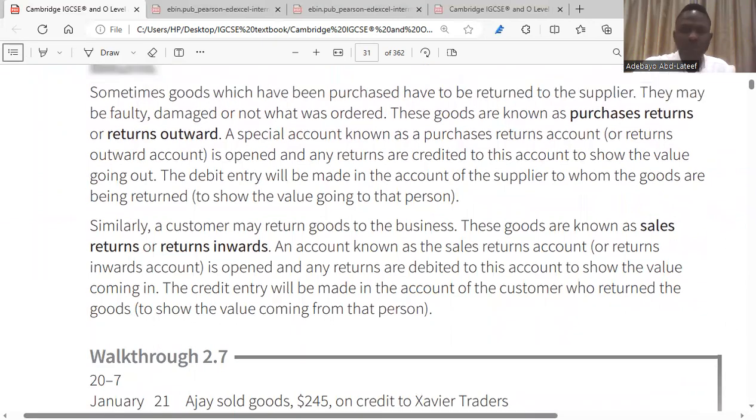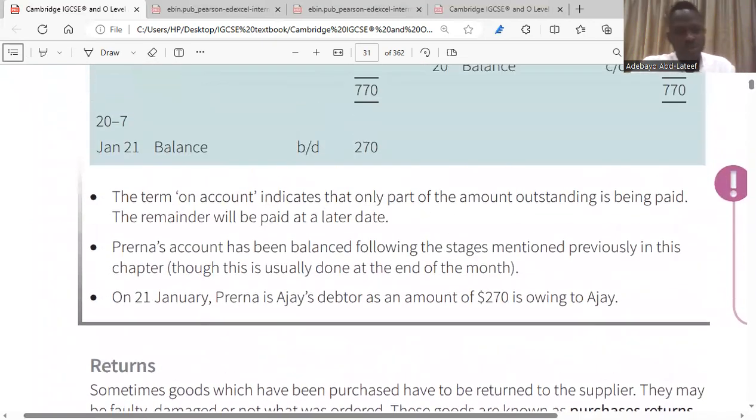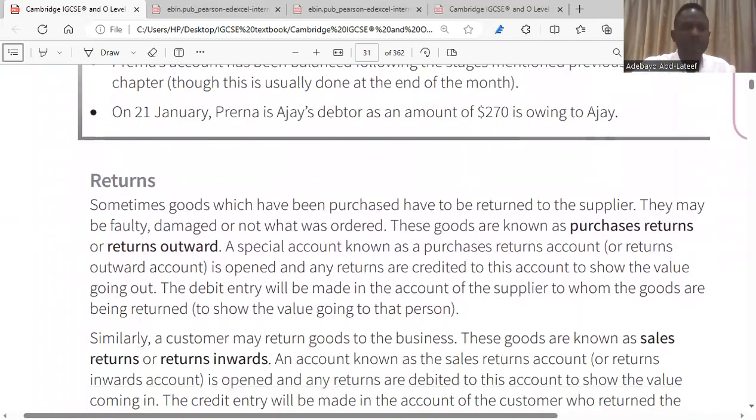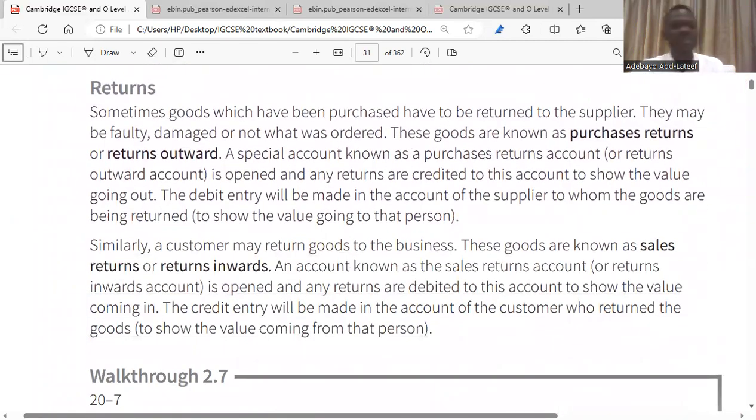Returns. Now we go to purchase returns. So for returns, we have sales returns and purchases returns. When we say sales, it is what? A credit. The sales returns will be what? A debit, because we are receiving those goods that we sold to our credit customer. They are returning it.